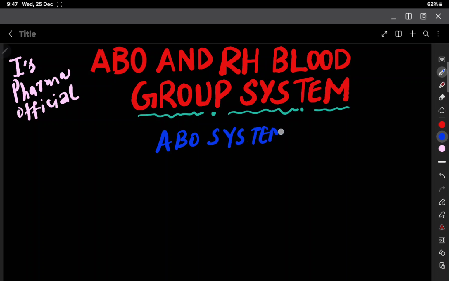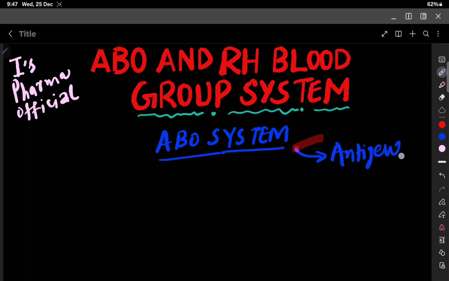So I will start with the ABO system of blood grouping. A blood group is also called a blood type. The classification of blood is based on either the presence or absence of antigens. So it all depends upon the antigens, whether the antigen is present or absent.